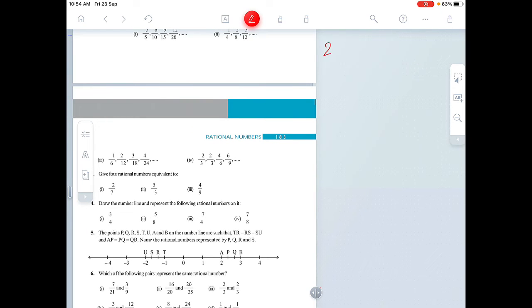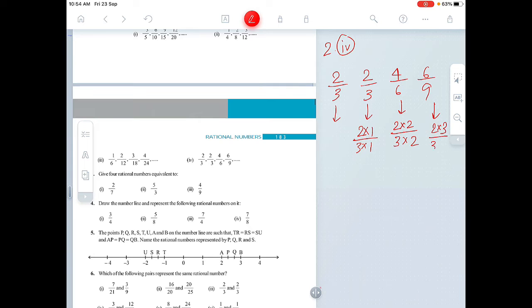Okay, so question number 2, 4. 2 by 3, 4 by 6, 6 by 9. Very easy. Here if 2 is multiplied by 1, 3 is also multiplied by 1. Here 2 is multiplied by 2, 3 is multiplied by 2. Here 2 is multiplied by 3, 3 is multiplied by 3. So this pattern is being followed. So let's do the next one.